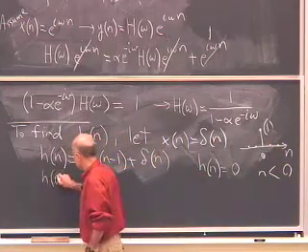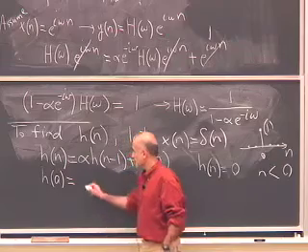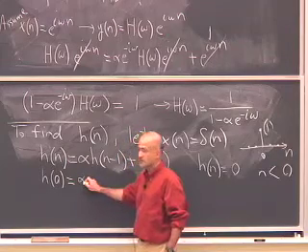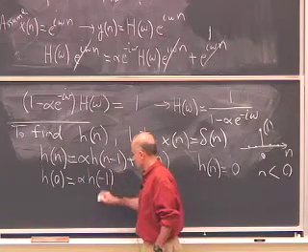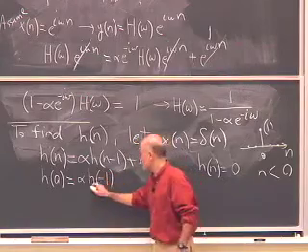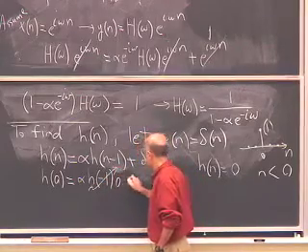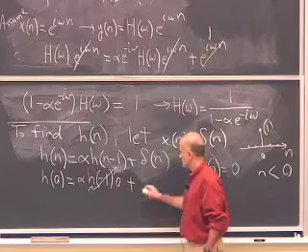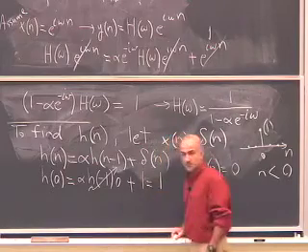H of 0 is alpha times h of minus 1, which is 0, plus 1. So h of 0 is 1.